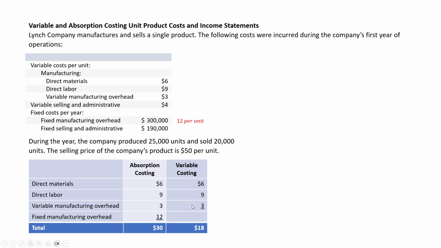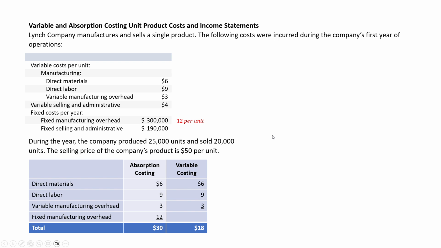Now, I will note a lot of times there's confusion because of the name variable costing. A lot of times individuals will think, well, why didn't you add the variable selling and administrative? I also need to add that $4 on and bump it up from 18 to 22. No, keep in mind, selling and administrative is not a product or manufacturing cost. If you recall from our earlier chapter, it's a period or non-manufacturing cost, and we're trying to calculate unit product cost. So now we have our differences in unit costs: absorption $30, variable costing $18.